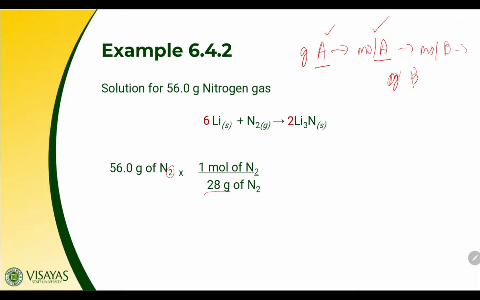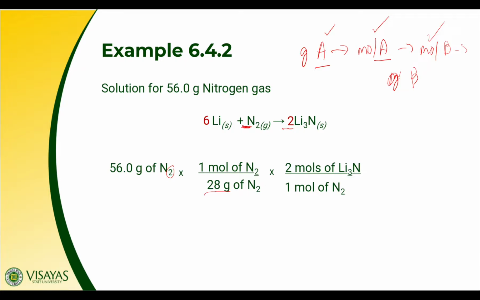Next, we convert mole A to mole B using the mole ratio of nitrogen and lithium nitride in the balanced chemical equation. So in this case, we have 1 mole. Since we cannot see any number here, that means there is 1. This is 1 mole nitrogen to 2 mole of lithium nitride. So we put the mole lithium nitride in the numerator and the mole nitrogen in the denominator. Okay, so we're here.